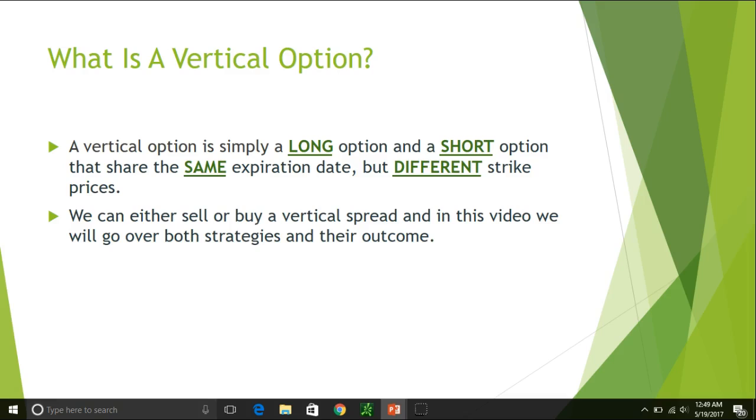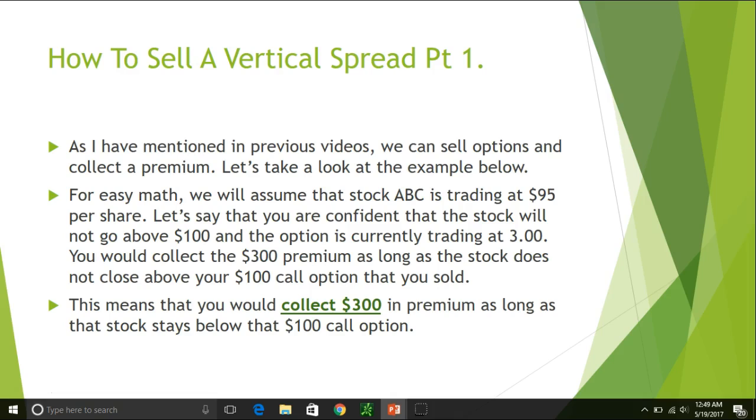And we can either buy or sell vertical spreads. In this video, we're going to go over both strategies. But actually, I lied when I said that. We're going to go over selling vertical options, and once you learn how to sell a vertical option, buying a vertical option will be the same thing. It's just we're going to flip it back. So let's go ahead and move forward. How do we sell a vertical spread?